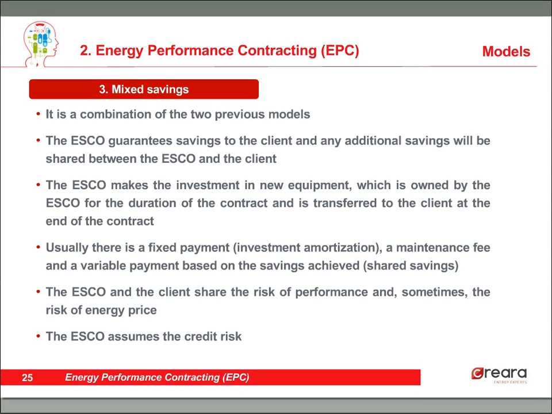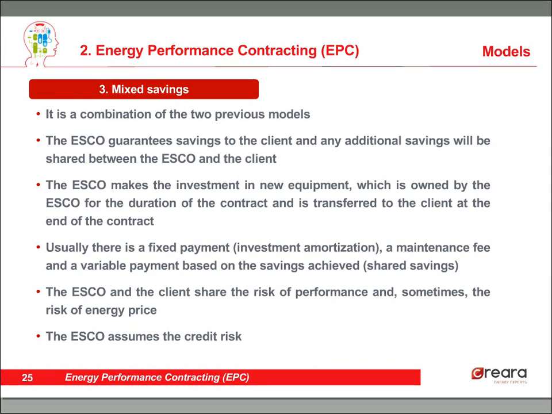Now, these would be the two theoretical models, but as you can imagine, it's pretty common to have mixed or blended models where the customer and the ESCO sign a contract which includes both guaranteed savings and shared savings. Okay, the ESCO would have to guarantee a certain amount of savings to the client, and then once these savings are achieved, additional savings will be shared between the ESCO and the customer. That would be the model.